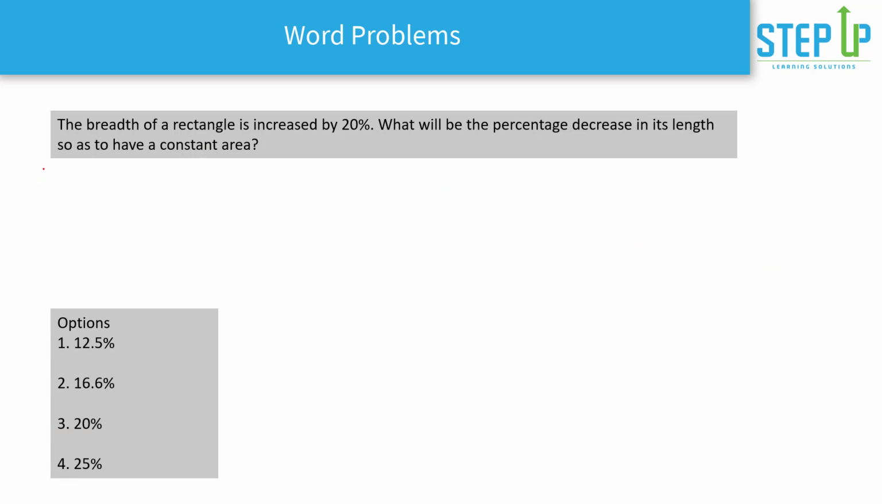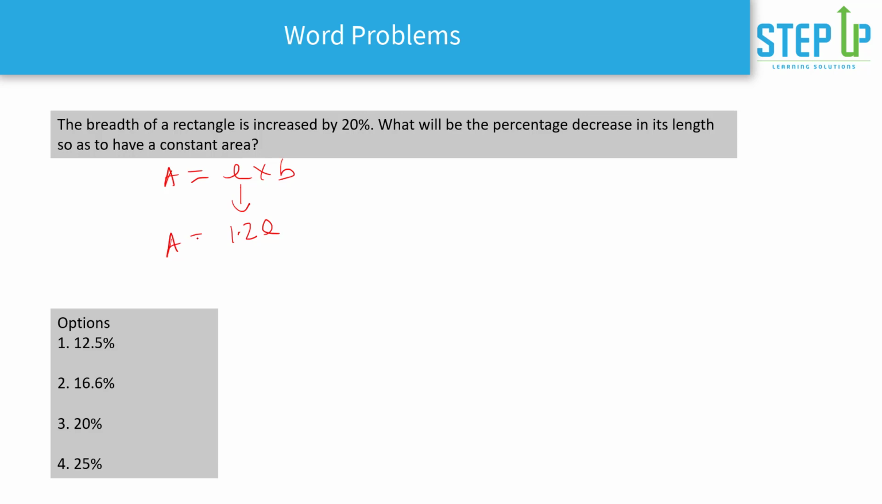Now again, this is also a very typical question which we discussed earlier, constant revenue or constant expenditure. In this case, what they're saying is they want to have a constant area. So the breadth of a rectangle is increased by 20%. What will be the percentage decrease in its length so as to have a constant area? Now area is nothing but length into breadth. And how we have to do this question is they're saying now what happens is the length actually increased by 20%. So increased by 20% meaning it will become 1.2 L, isn't it?